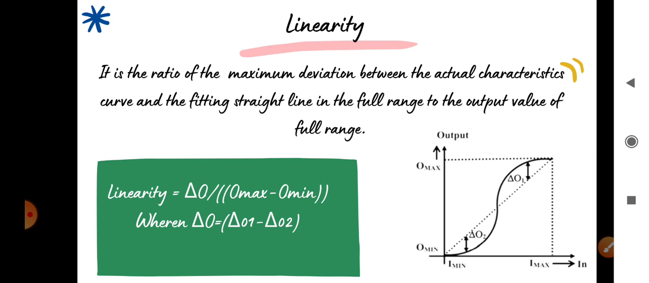The formula to find the linearity is delta O divided by the change in the output, that is O maximum minus O minimum, where delta O is the maximum deviation from the graph to this fitting line.